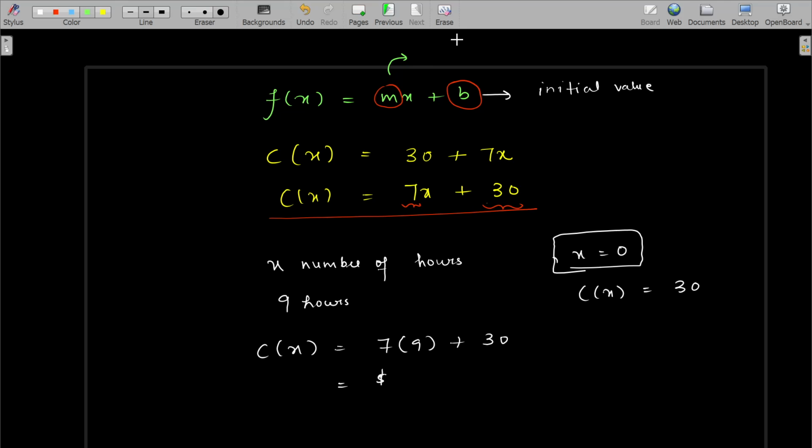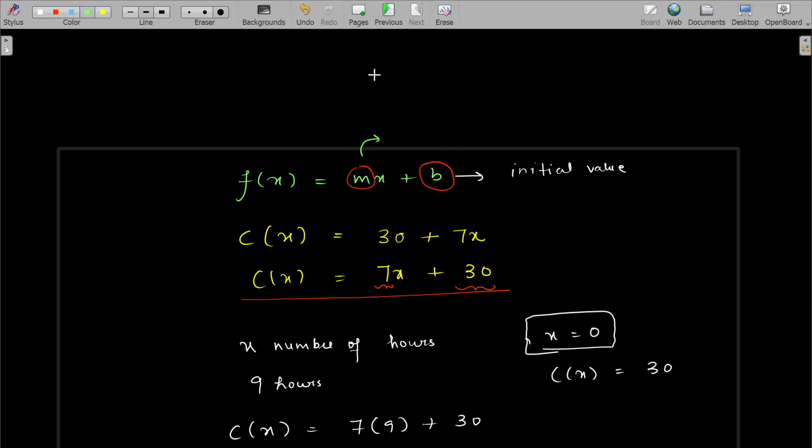So the interpretation of m is actually this: m represents the change in the y values for every 1 unit change in the x values. Now this is super important. You can expect a minimum of one question from this concept only, the interpretation of slope. We'll do a lot of practice questions on this concept.